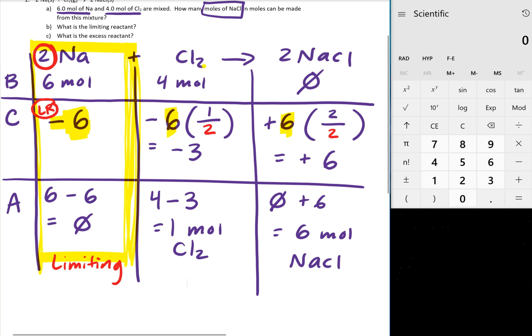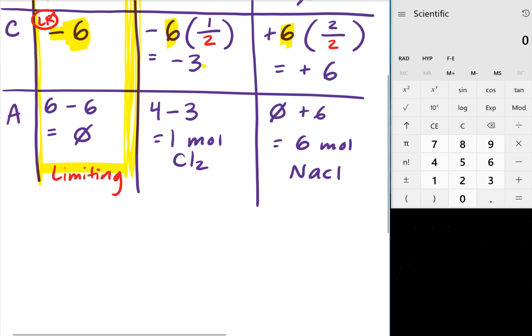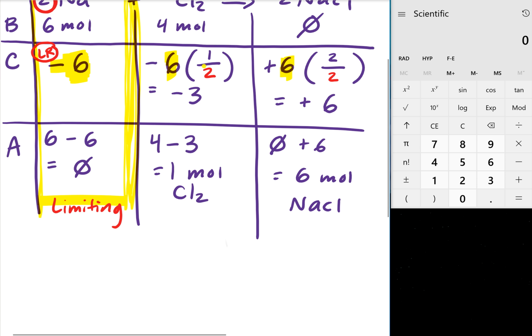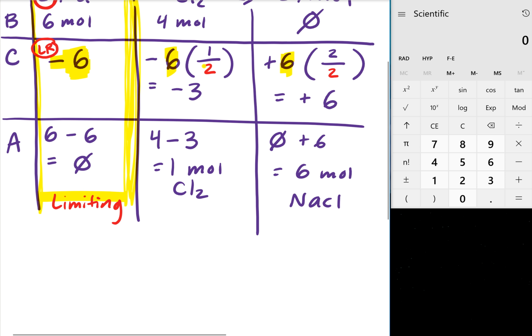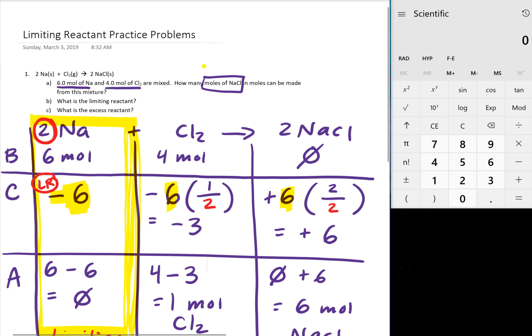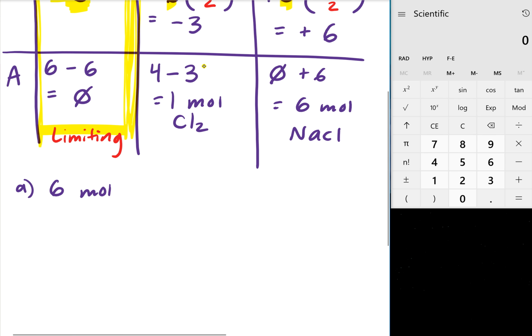So, part A, how many moles of sodium chloride are made from this mixture? Your answer is right here in your BCA table. Go to the after row. We made 6 moles of sodium chloride. And really, I should pay attention to sig figs. It's 2 sig figs based upon the givens. 6.0 moles of sodium chloride are made.